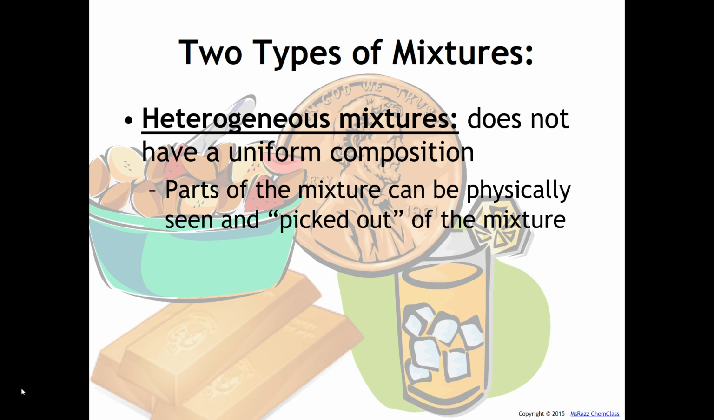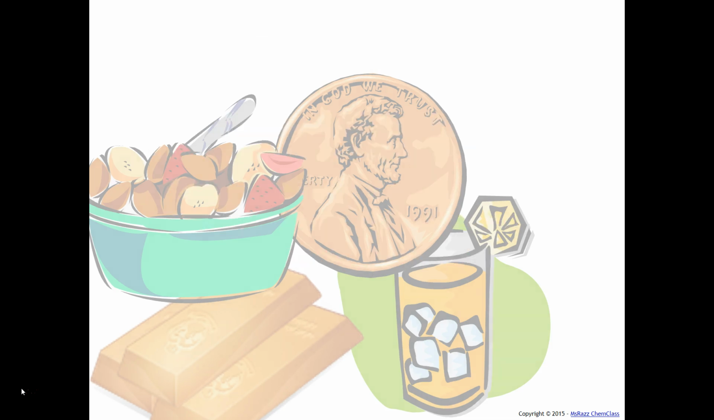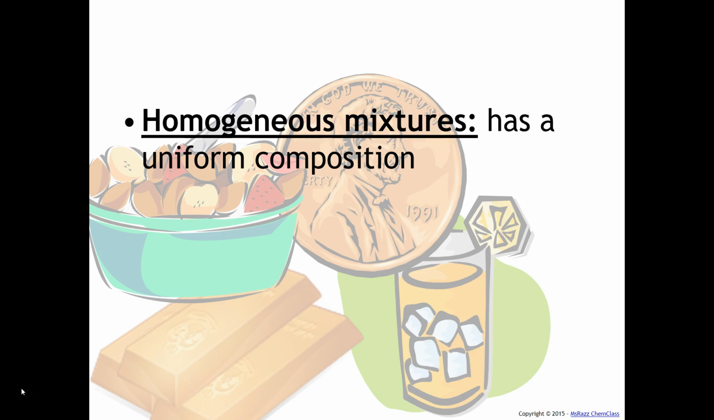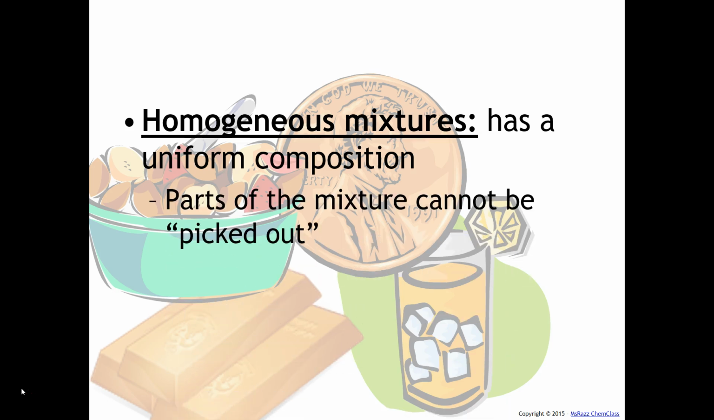For example, if you take a look at that cereal bowl. So for some other examples, pizza and salad are also heterogeneous mixtures because you can physically see the components that make up those mixtures. Homogeneous mixtures have a uniform composition. So these are parts of the mixture that cannot be picked out.